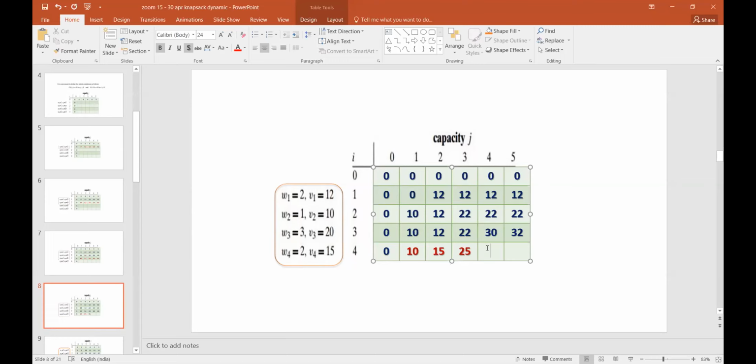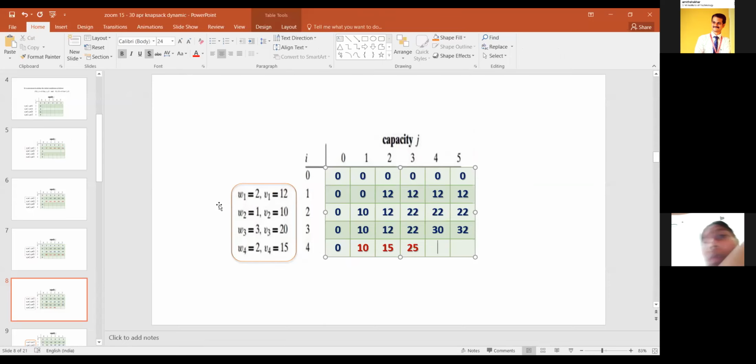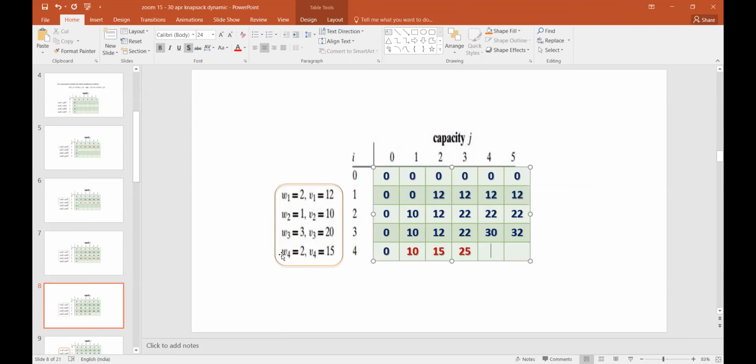Next, when the capacity becomes 4, which are all the objects I can put? Yes, think. I have plenty of options. W1, yes, along with that W4. That is object 1, object 4. 2 plus 2, it is 4 kg. But what is the profit? 12 plus 15, it is 27. So the total will be 27. So it is less. What is the better option I have?